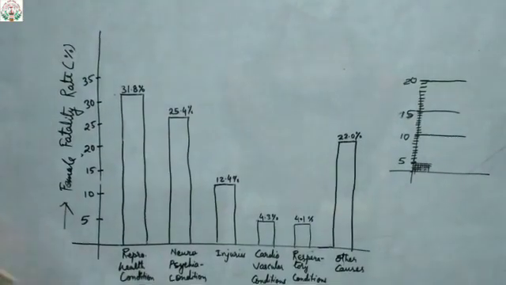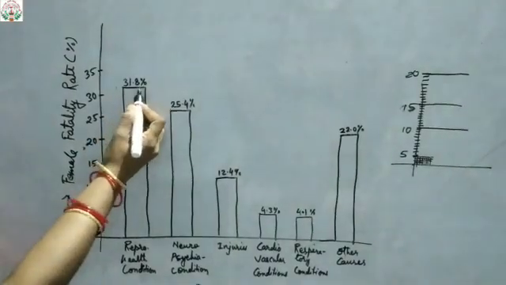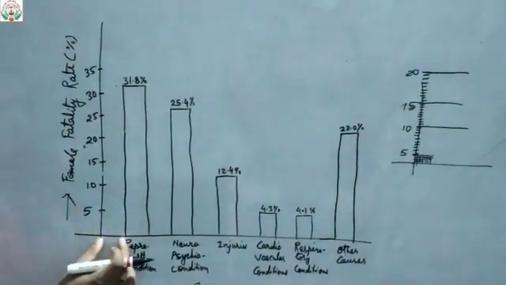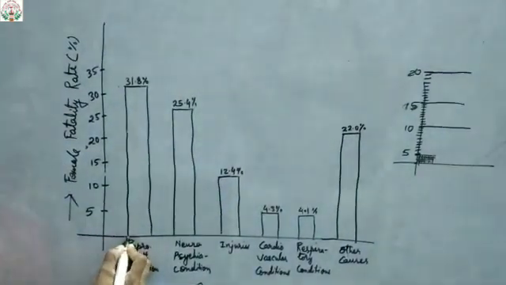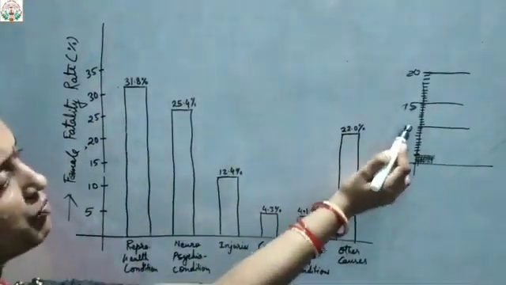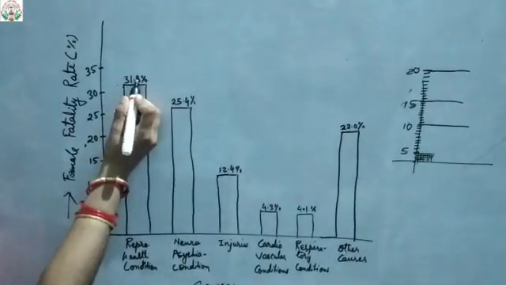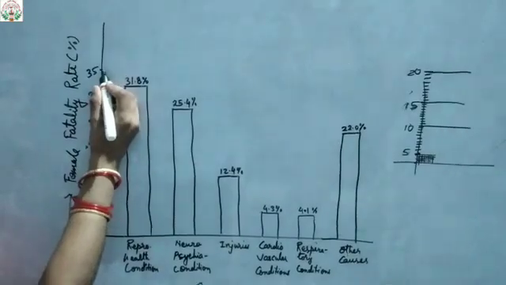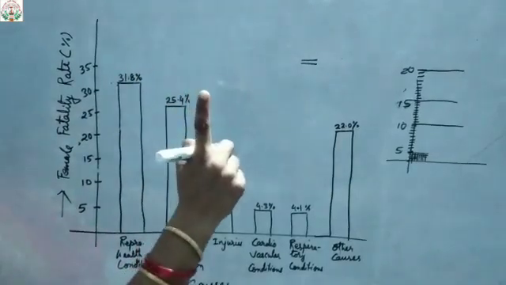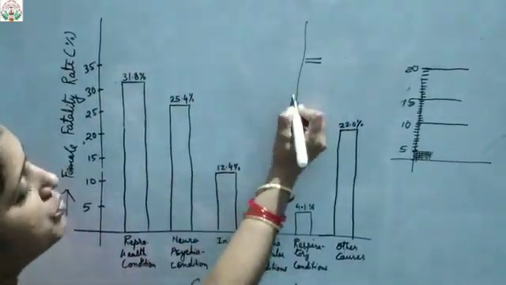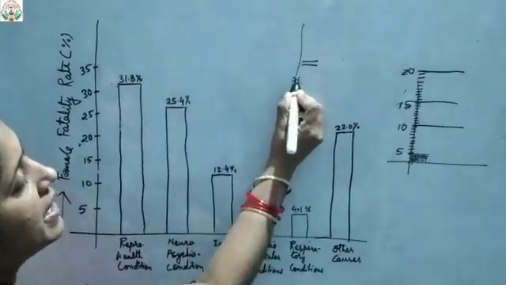Now first for the reproductive health condition, what is the percent given? That is 31.8%. So for the bar graph, first 10 boxes you leave and then start making the bar graph. So this will be from here after 30. After 30 take 1 point and then 0.8, means between 30 to 35. 10 lines are there, that means 2 lines you will count as 1.